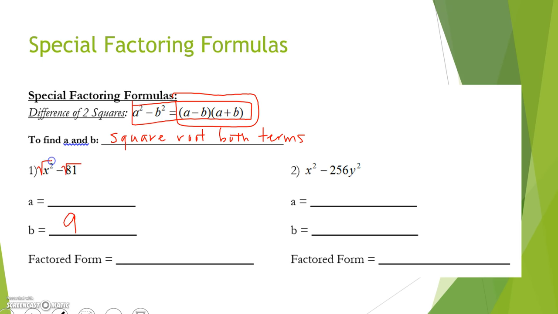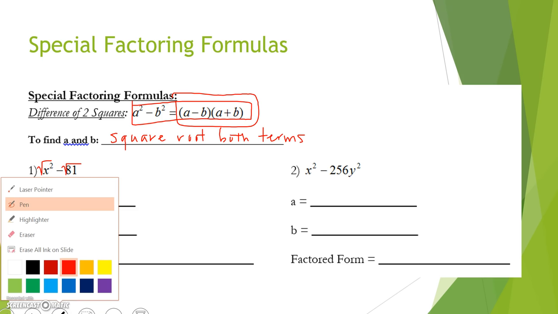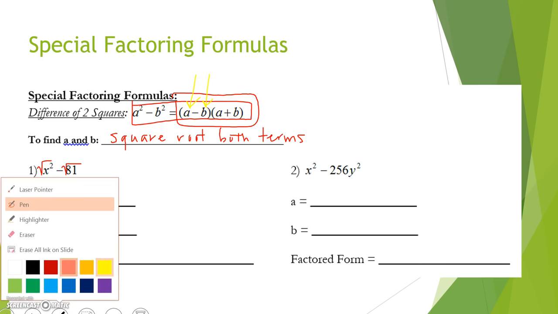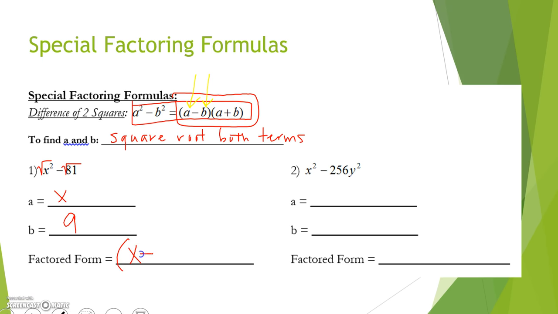Now I've got to square root x squared. You just got to use your brain for this one. The square root of something squared is just the variable, so x. So then once I figure out what a and b are, I just plug them right into that formula right here. I plug in whatever a is here, whatever b is there. So I write it out like this: a minus b, a plus b. And that's my answer.